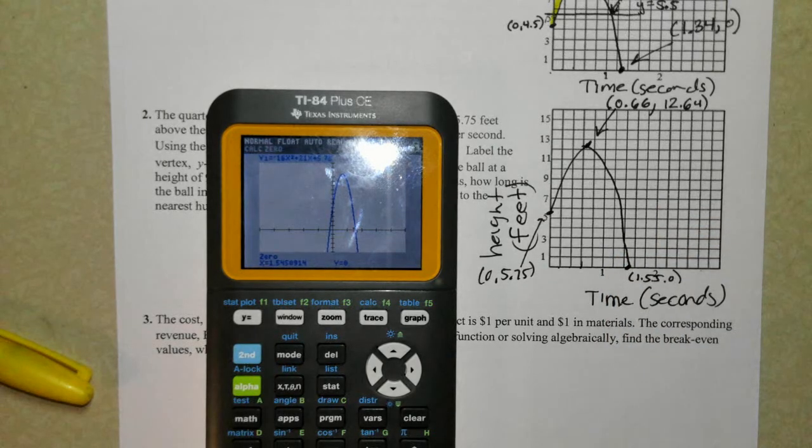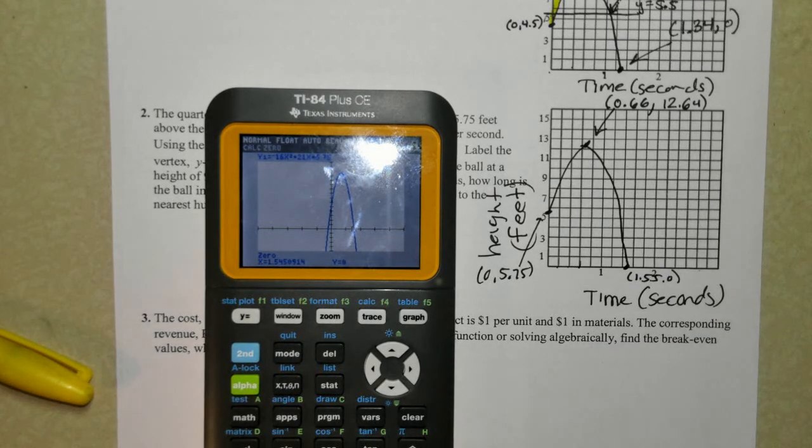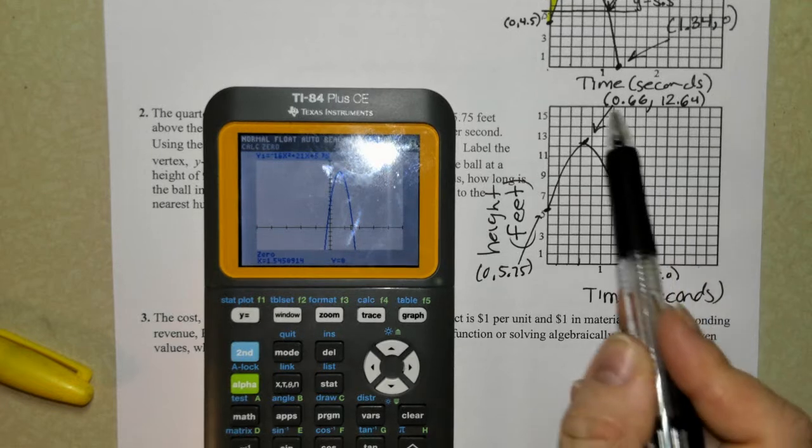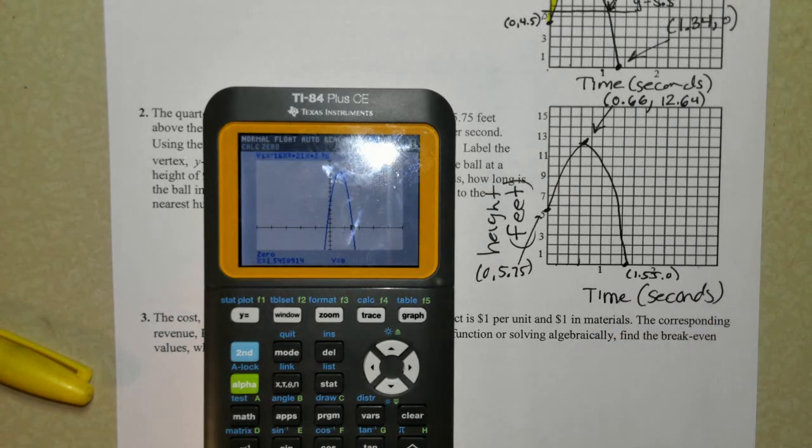Here are the questions you need to be able to answer. One question would be, how long does it take for the football to reach its maximum height? Well, this is the maximum height. How long does it take? Time is an x value. It takes approximately 0.66 seconds.